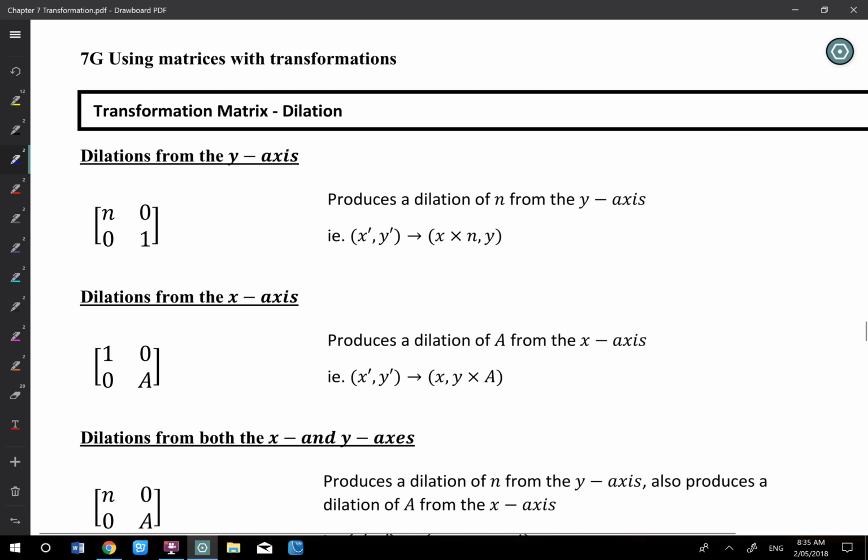Okay, so we directly skip to G. G is where we learn matrices. We learn what a matrix is, how to add them, how to multiply them, how to times the scalar factor to them. So those are the calculation operations we can do to matrices.